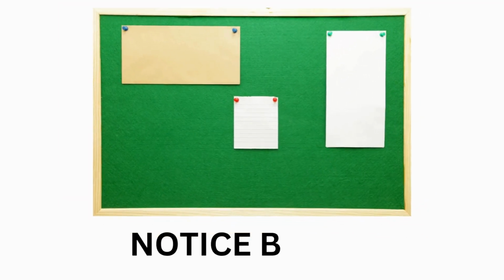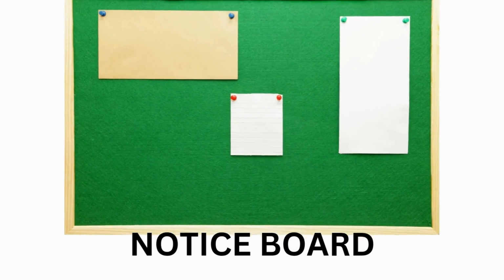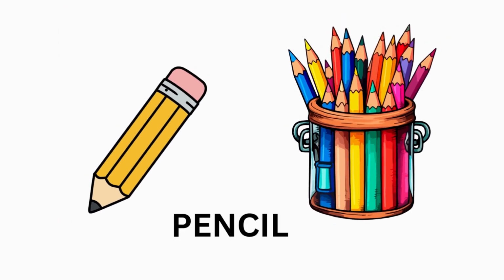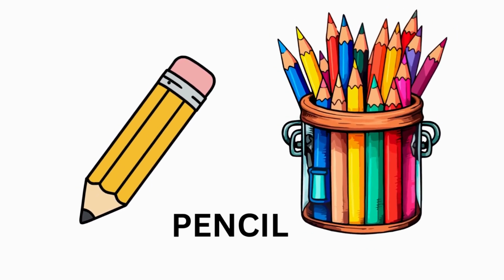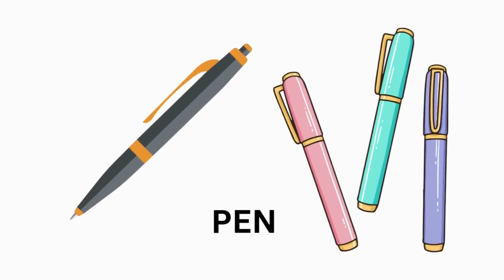This is a notice board. A notice board. We see important information on the notice board. This is a pencil. A pencil. We write with the pencil. This is a pen. A pen. We write neatly with the pen.